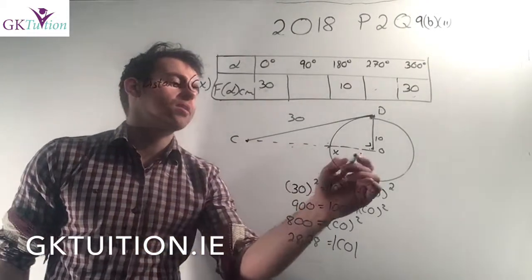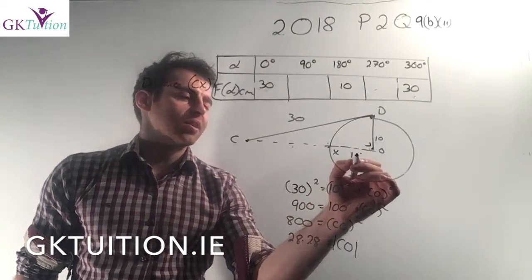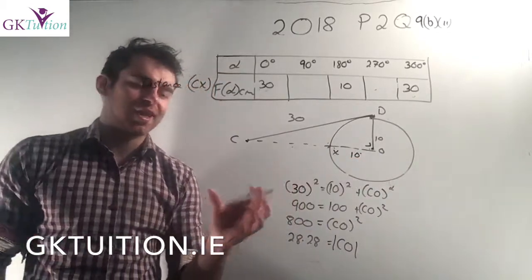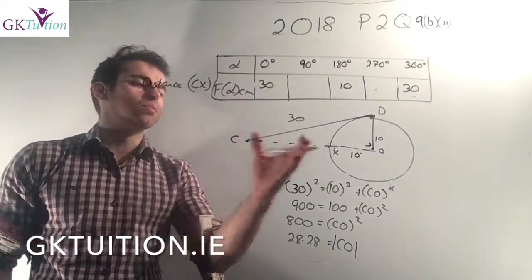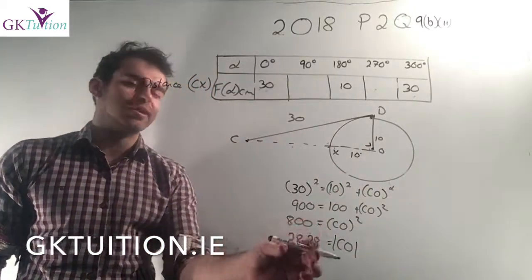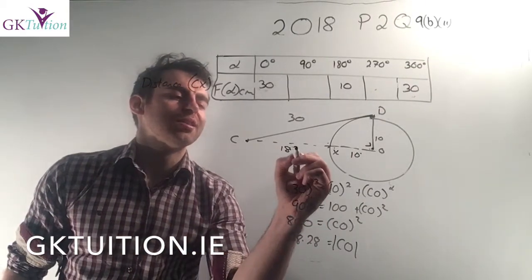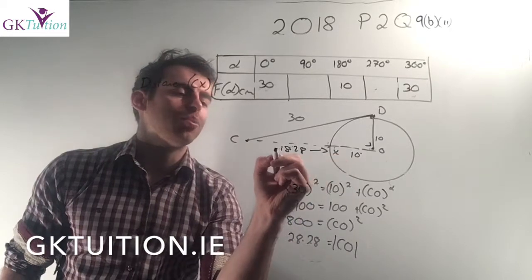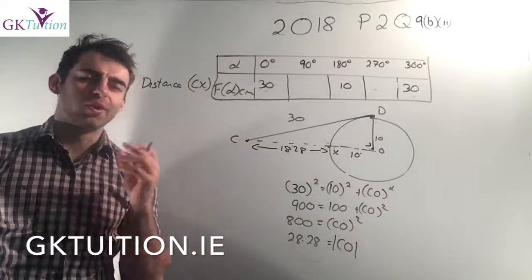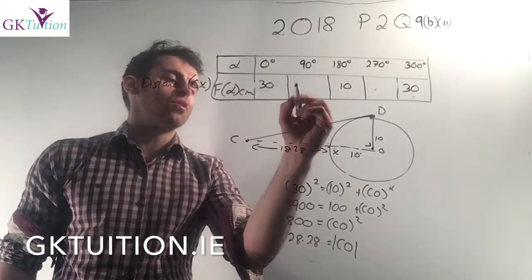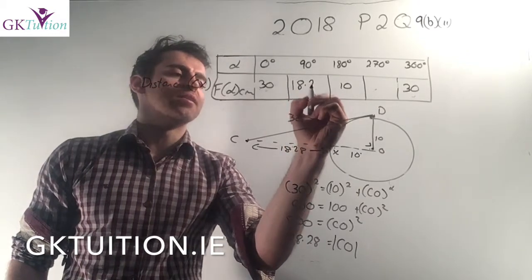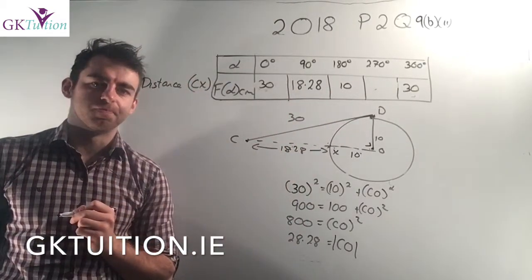So you have to realize that clearly the radius of this circle is 10. So I know OX is 10 centimeters. If the distance CO is 28.28, I just subtract 10, and I now know that the distance CX will be 18.28 centimeters. So when alpha is 90 degrees, f of alpha is 18.28 centimeters.